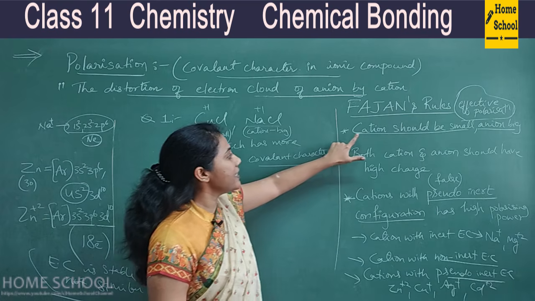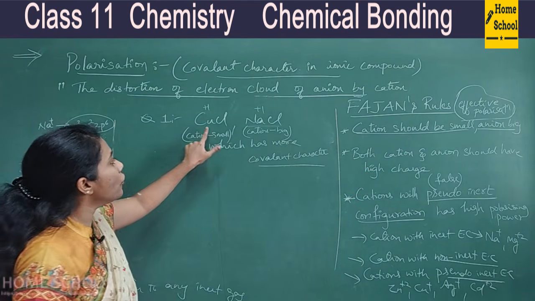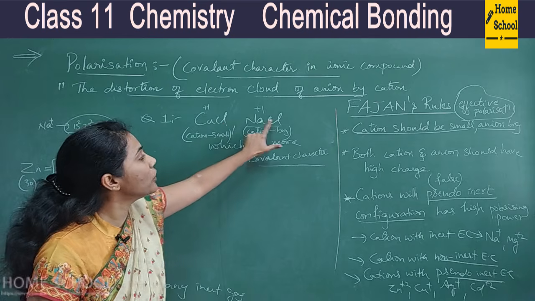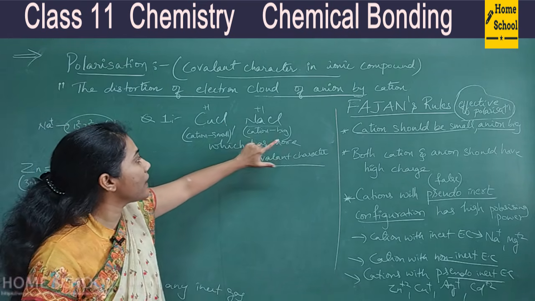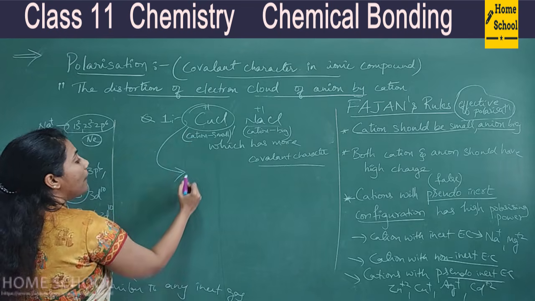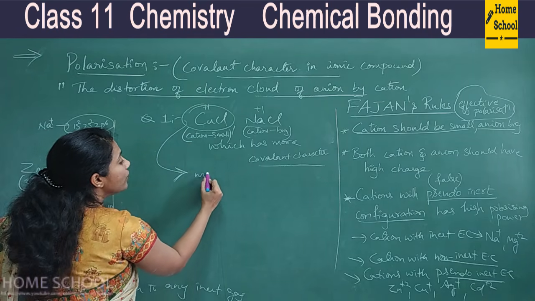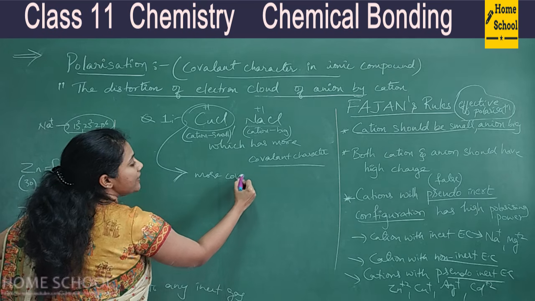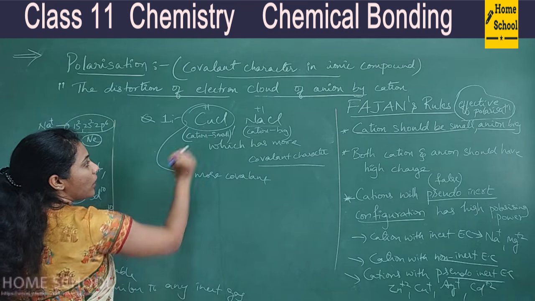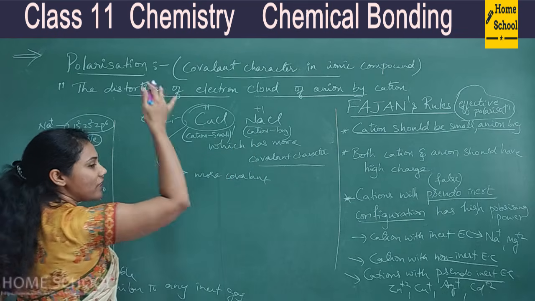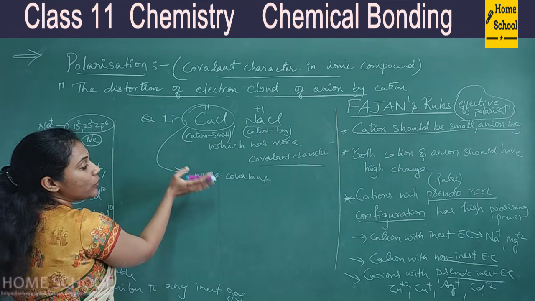What does the point say? Cation should be small, anion should be big. So the anion is common in both compounds, whereas in the cation, copper is small and sodium is big. So we can say copper chloride is more covalent, isn't it? Because compared to sodium, copper is a smaller cation. Sodium is big, we know first group elements are bigger, right? And that is one point you can concentrate on.